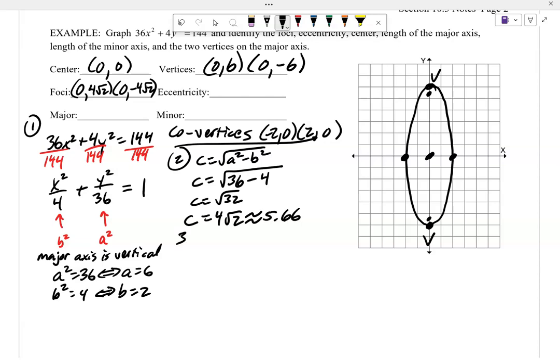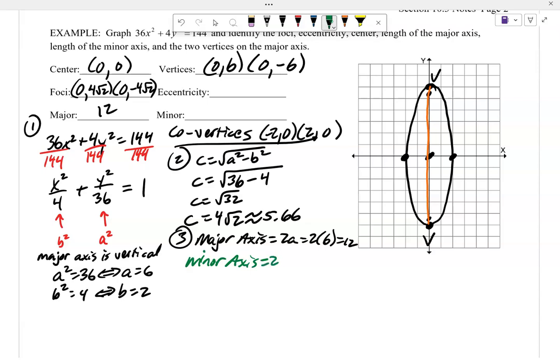The length of my major axis is 2a, so I got 2 times 6, so I got 12 is the length of my major axis. All right, so that would be in orange here. The length of that is 12 units. The minor axis length is 2b, so I got 2 times 2, so this would be 4.